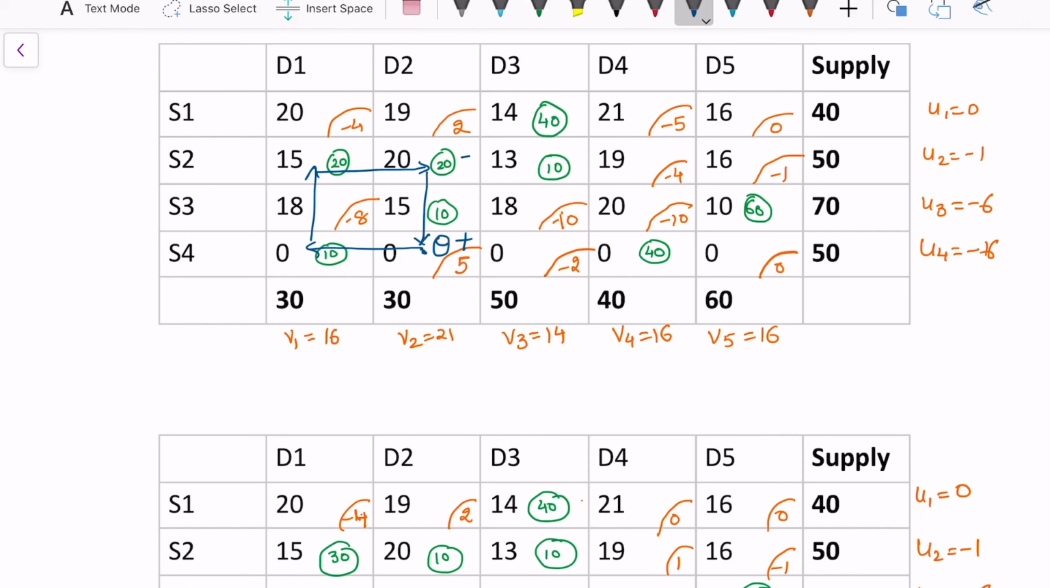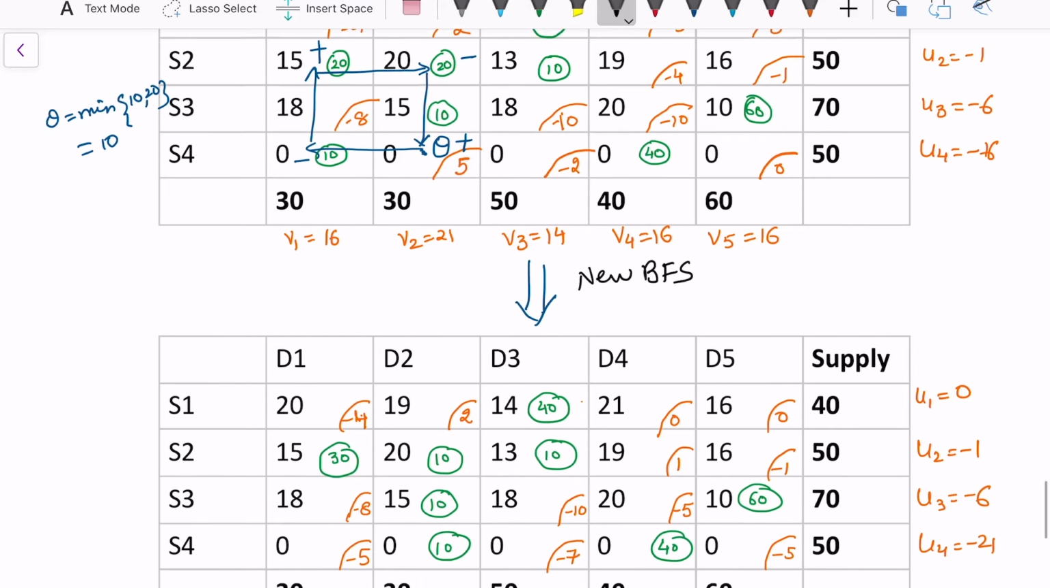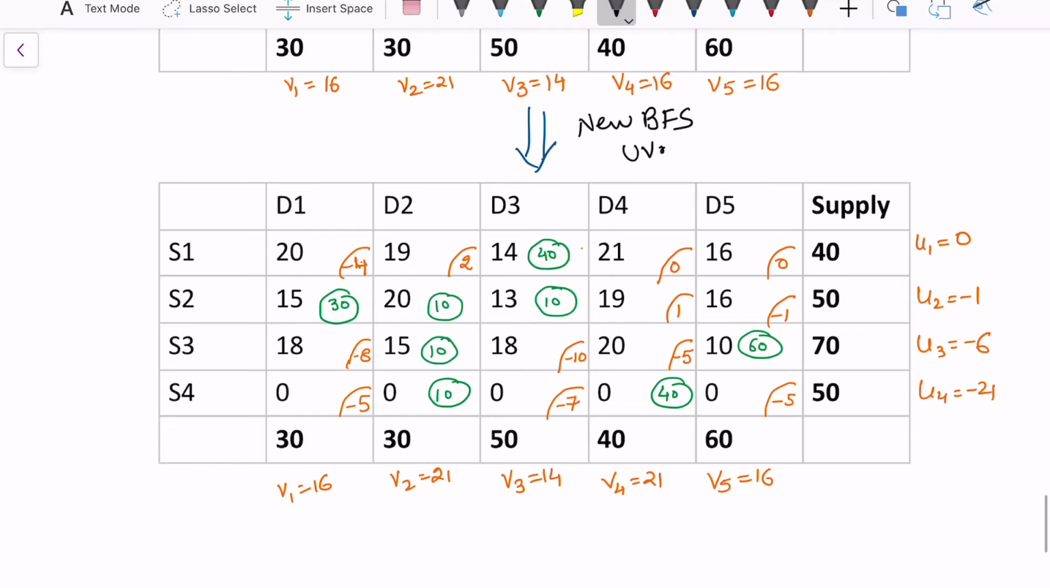Here I need to add something: minus, plus, and then minus. So in this case theta is the minimum of 10 and 20. So theta is 10. And the next table gives me a new basic feasible solution, and I repeat the whole process of the UV method to check whether this table is optimal or not. Once I get this new BFS and calculate ui, vj, and then the net evaluation for non-basic variables, I still see a positive Zij minus Cij, this 2 and this 1, and the most positive is this one.